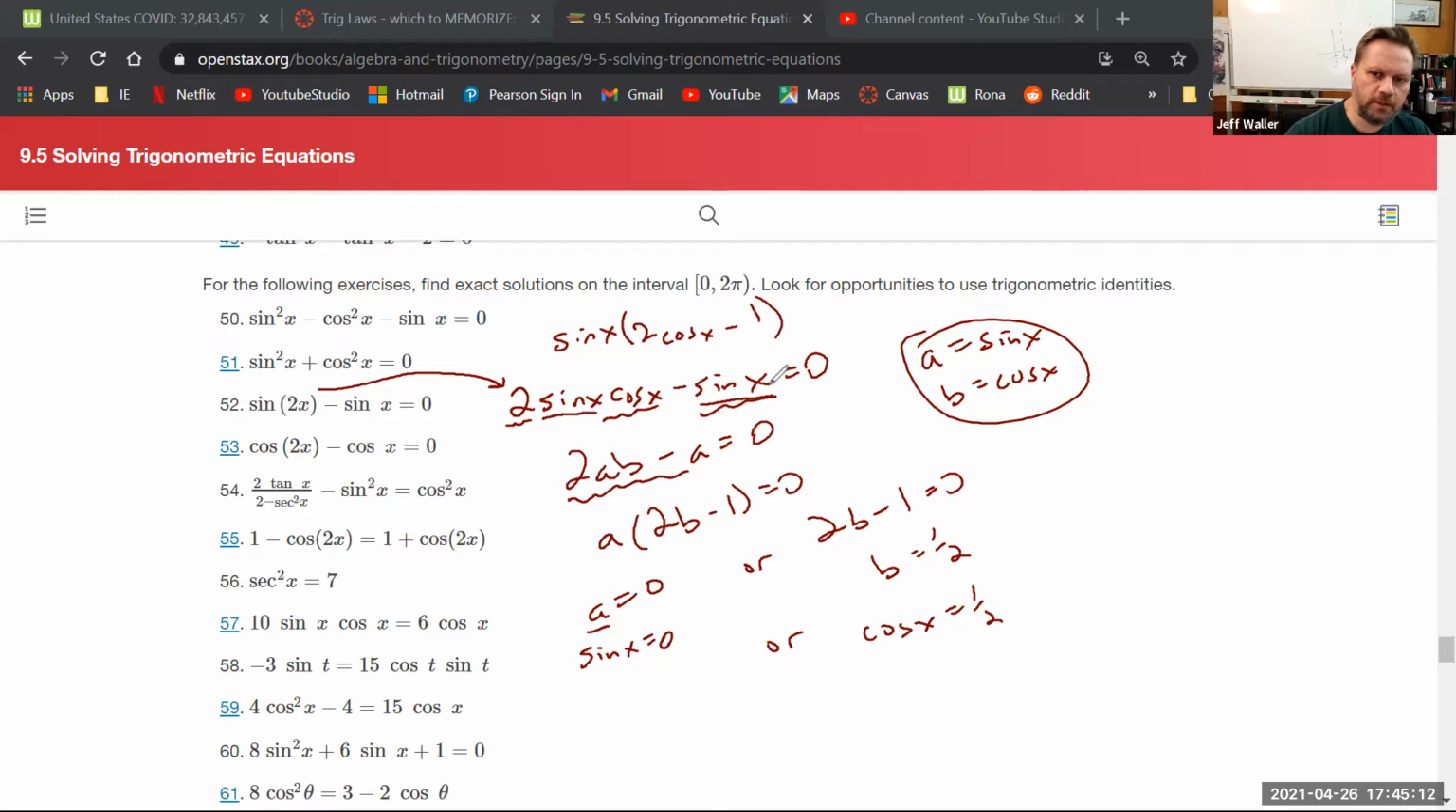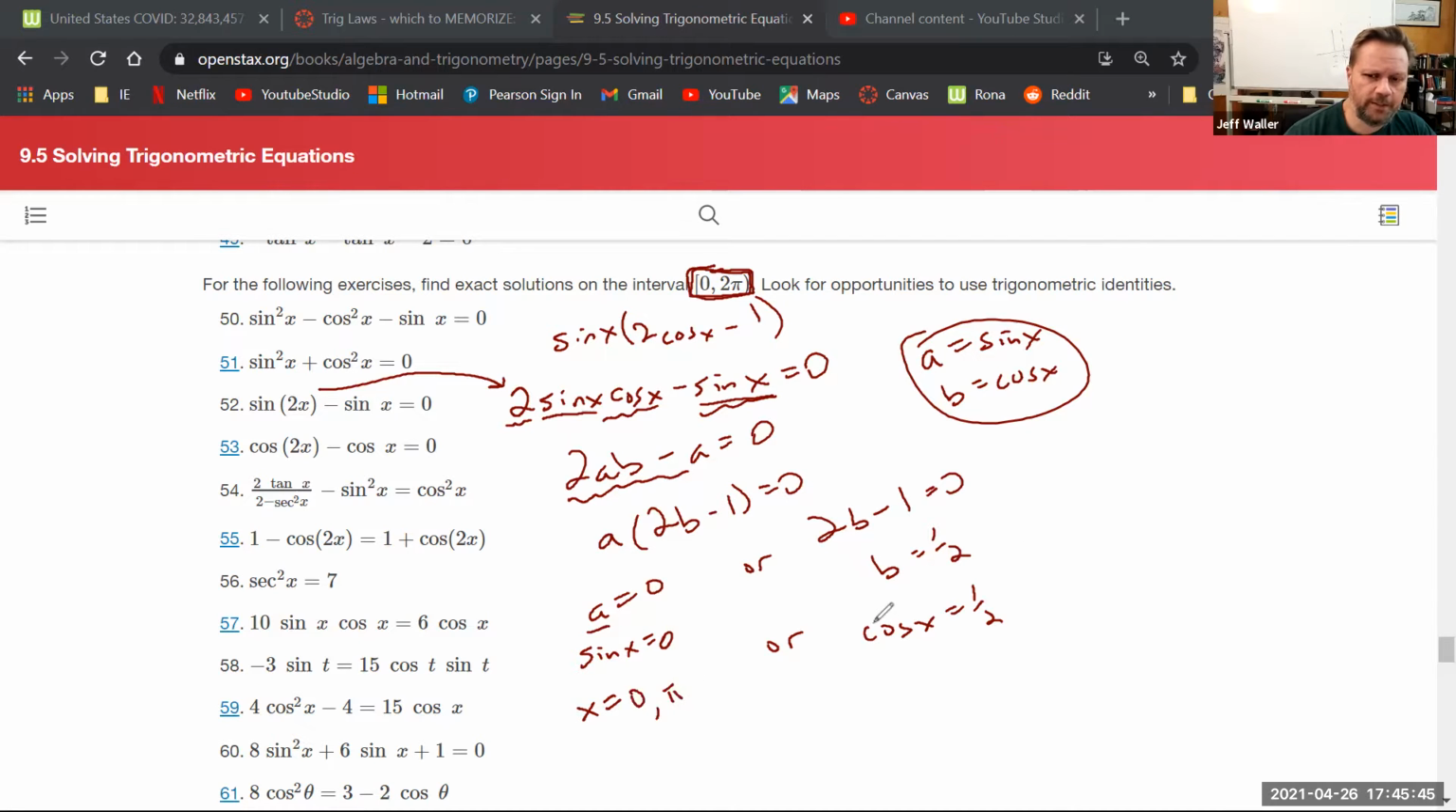Now the book is being kind of generous by telling you to focus on 0 to 2 pi, so you don't have to do the plus or minus 2 pi k thing. Well, what's the answer? Where's sine equal to 0? On 0 to 2 pi, where's sine equal to 0? 0 or pi.